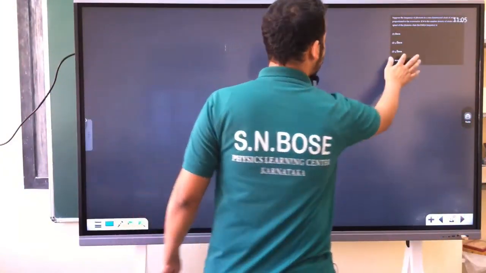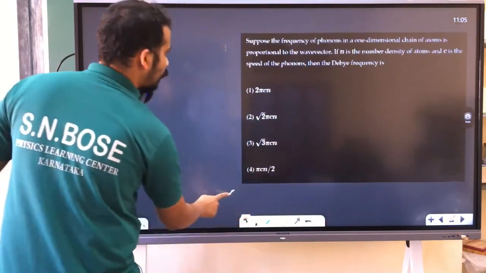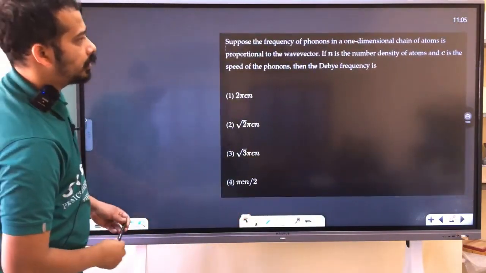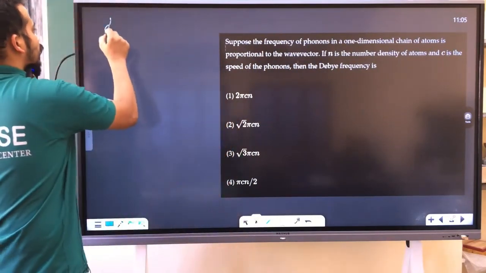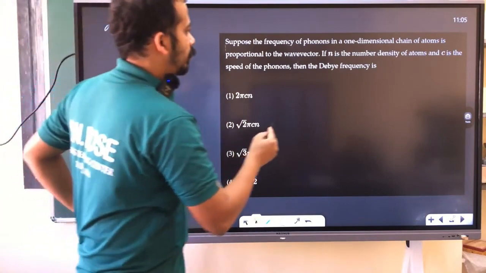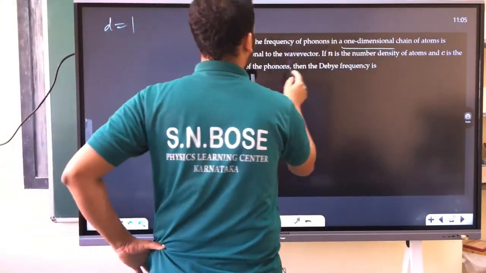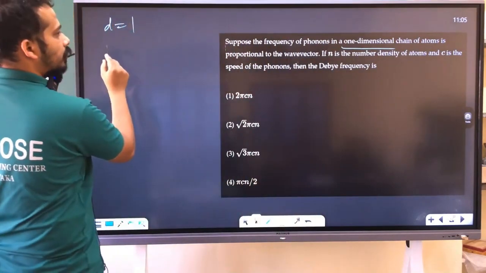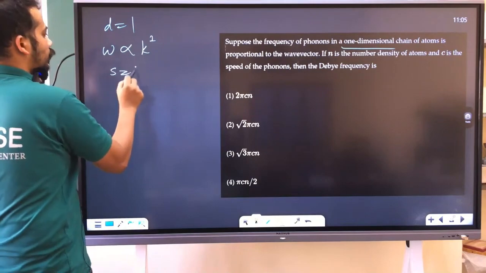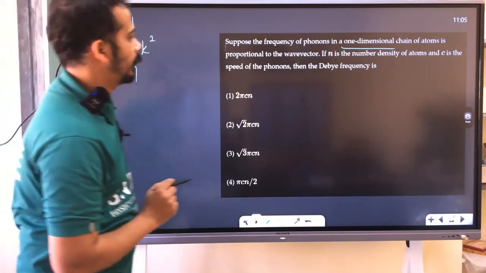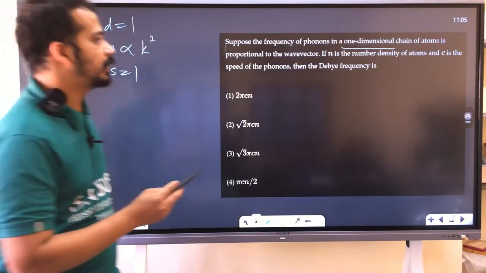What was this question? Suppose the frequency of phonon in a one-dimensional chain of atoms is proportional to the wave vector. Okay, one dimension, D equal to 1. That means frequency omega is proportional to k power 1, so S is equal to 1. Then the Debye frequency. He's asking directly. N is the number density of the atom.